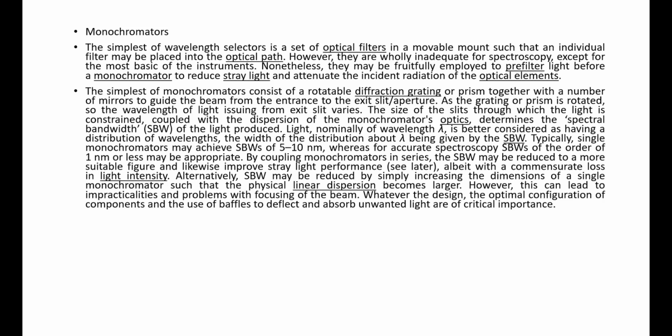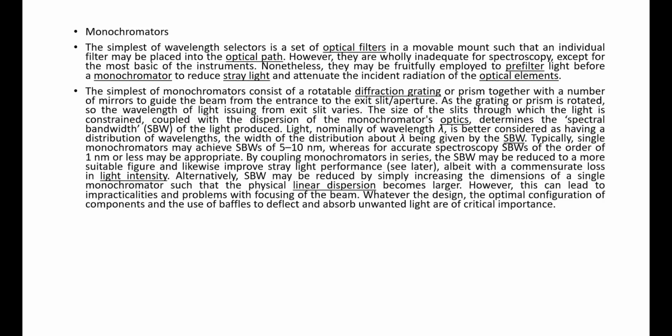When you talk about the wavelength of the light, that is lambda, it is better considered as having a distribution of wavelengths, with the width of the distribution about lambda being given by SBW. What is SBW? Spectral bandwidth. A single monochromator may achieve a spectral bandwidth of 5 to 10 nanometers.